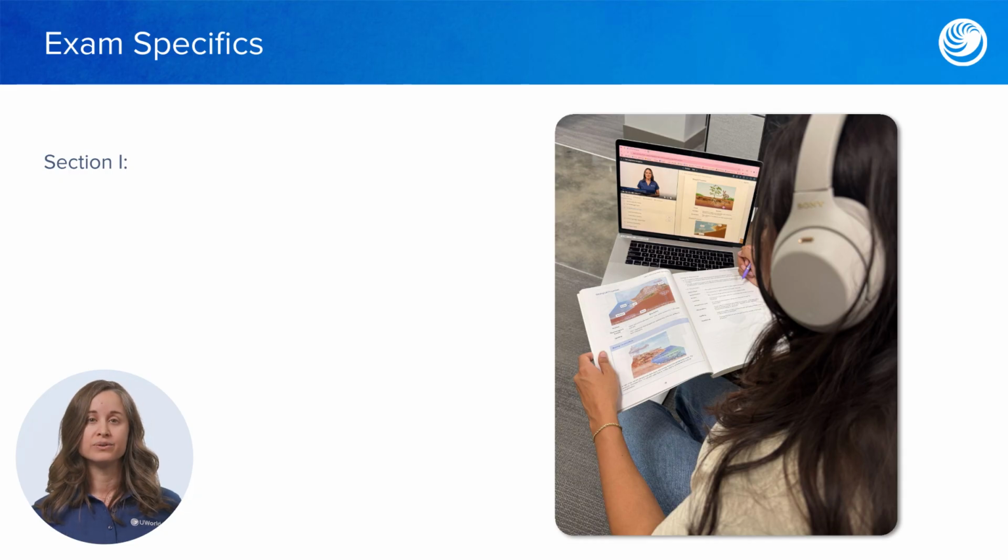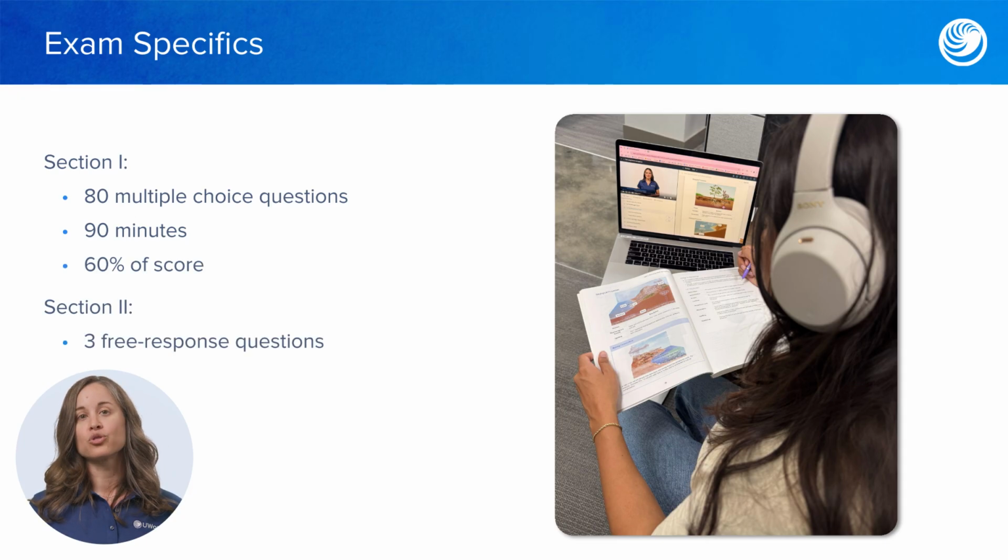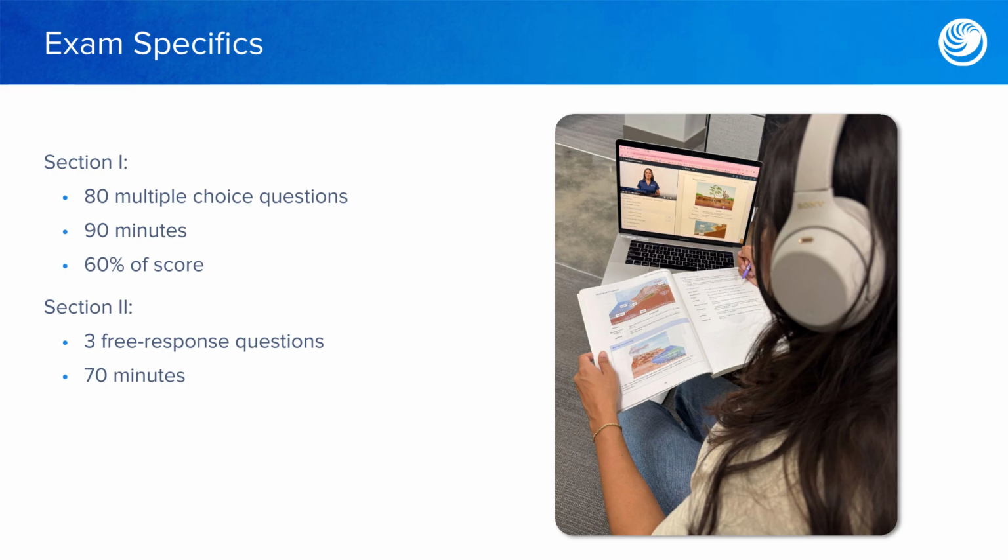Before you dive deep into planning, you need to make sure you're familiar with the APES exam. Understanding its structure and expectations is a great foundation for your instructional design. The exam is divided into 2 main sections. Section 1 includes 80 multiple-choice questions that must be done in 90 minutes. This section is worth 60% of the score. Section 2 includes 3 open-ended free response questions, or FRQs, that are done in 70 minutes. These FRQs are worth 40% of the score.